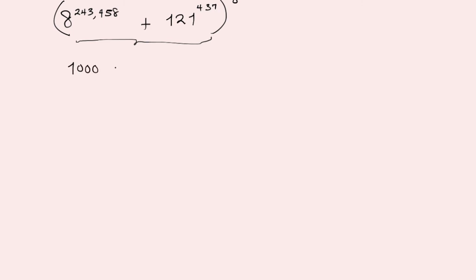The next question says 8 raised to the power 243,458 plus 121 raised to the power 437, all raised to the power 0. Now this obviously in the brackets is going to be a difficult thing to solve, but let's assume that this even adds up to 1 billion whatever, and you raise it up to the power of 0. We remember the rule that says that a raised to the power 0 is equal to 1. So anything raised to the power 0, it doesn't matter what it is in this bracket. Let's just say this is equal to this. It doesn't matter, as long as we are raising it to the power of 0, this is equal to 1. And that's our final answer.